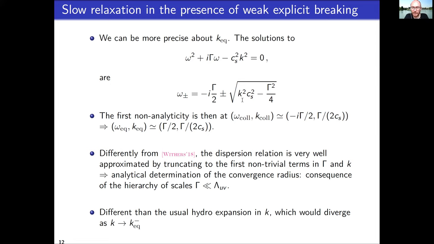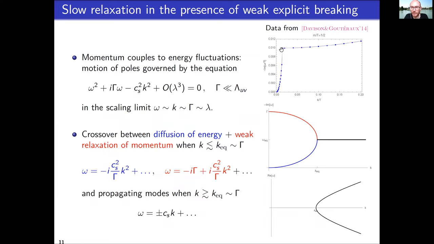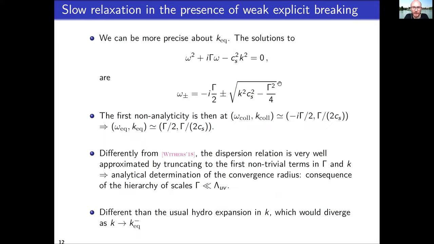And the really nice thing that happens is that since here we were in a regime where gamma is small, the momentum relaxation rate is small compared to the UV scale, then any corrections to these equations, and of course there are corrections, are suppressed by a ratio of gamma over lambda UV. So these simple solutions describe very well, this is what I'm plotting here, the actual, exact dynamics of the system. And in particular, the non-analyticity is a very accurate approximation to the breakdown of this description, the breakdown of diffusive hydrodynamics.